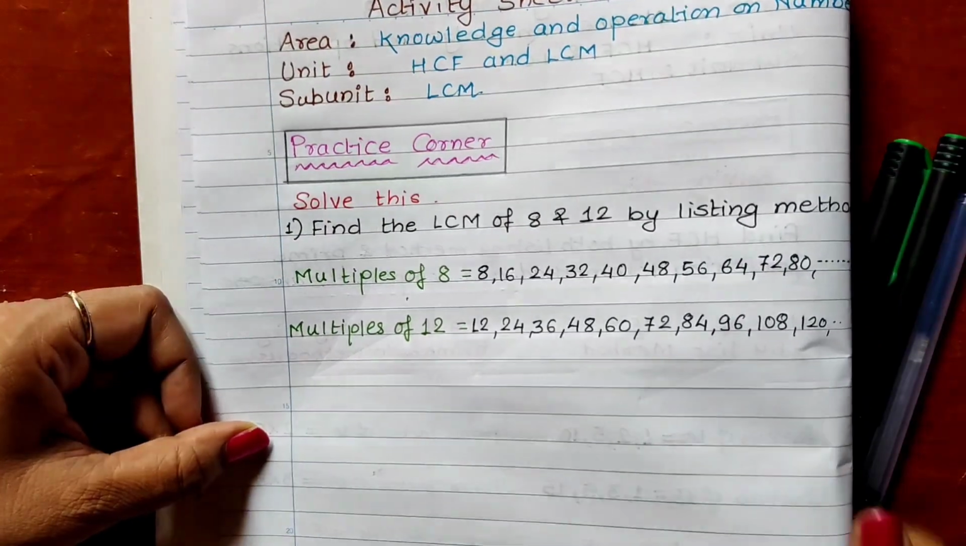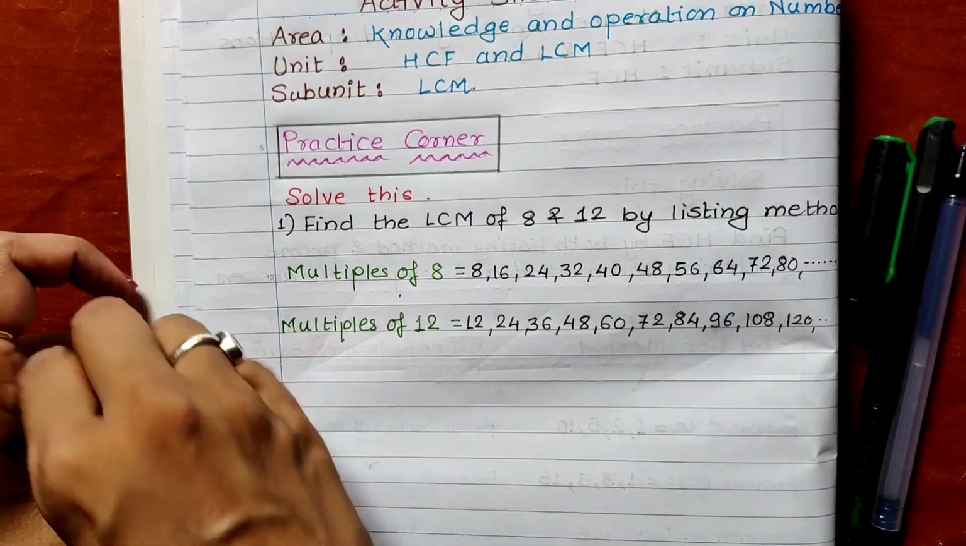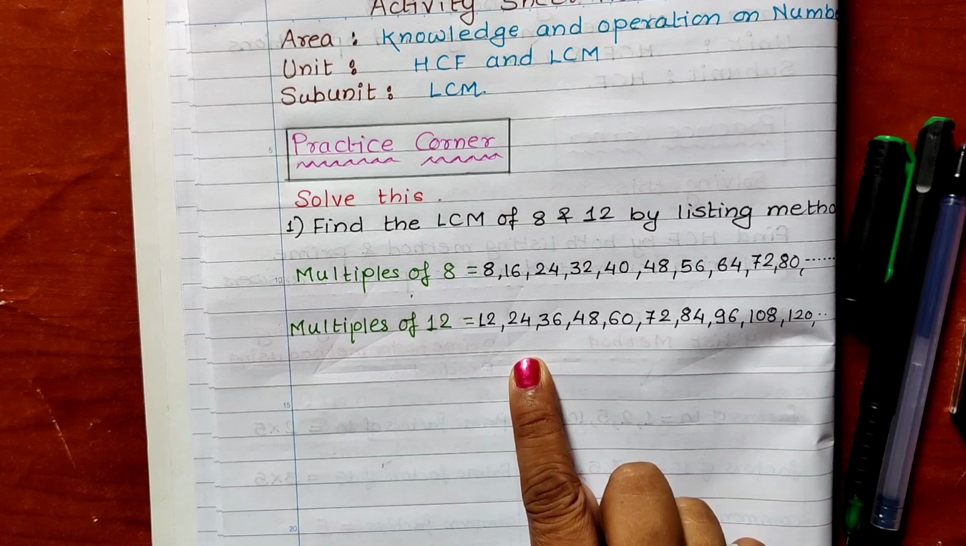Okay, and then you can write dot dot dot like this. Now we will be writing the common multiples. If you have learned the tables by heart, you will not find it difficult.